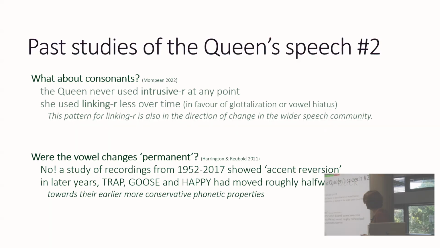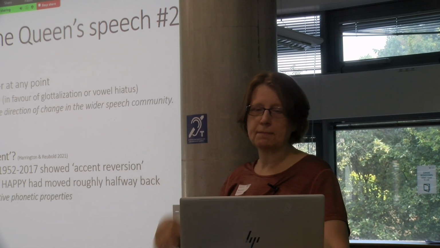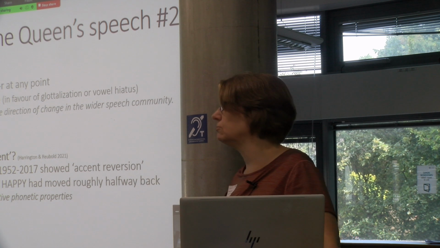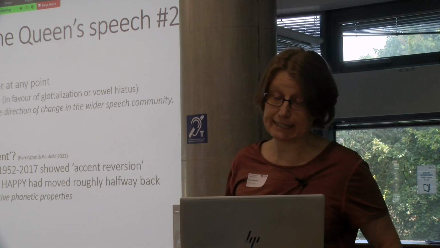Were these vowel changes and other changes permanent? There's a very recent study which looked at some more recordings after 2002 and actually showed that the Queen's accent was sort of turning back on itself, doing accent reversion. And in later years, after about the age of 65 onwards, it started to sort of head back. Trap, goose and happy, those three vowels, had all moved roughly halfway back. So they didn't go all the way back to where they were when she was in her 20s and 30s, but they were roughly halfway back, back towards their more what we might call conservative phonetic properties.